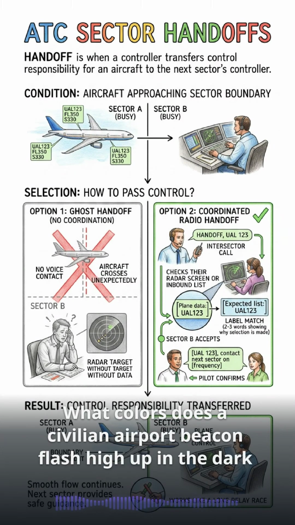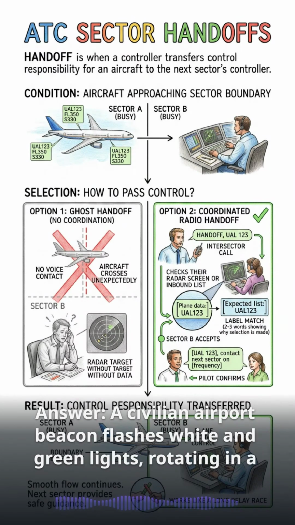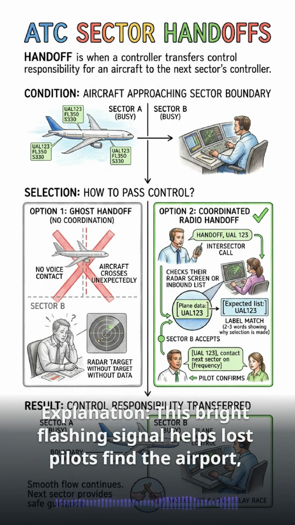30. What colors does a civilian airport beacon flash high up in the dark night sky today? A civilian airport beacon flashes white and green lights, rotating in a circle through the dark night. This bright flashing signal helps lost pilots find the airport, guiding them safely home from far away.